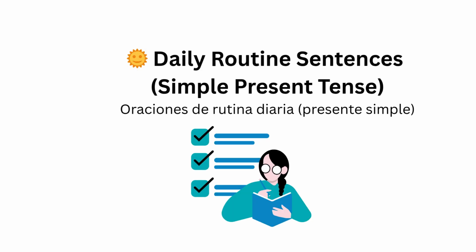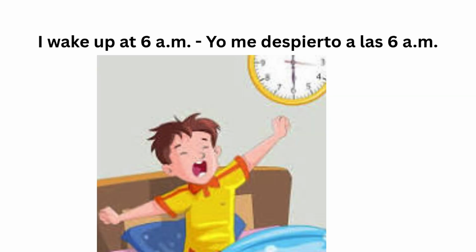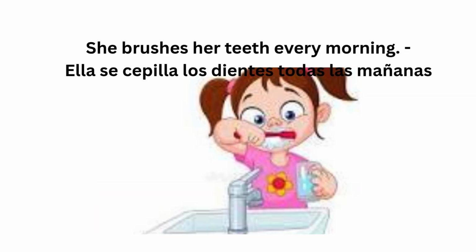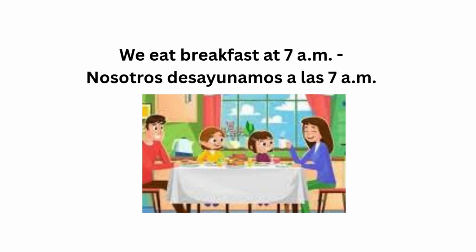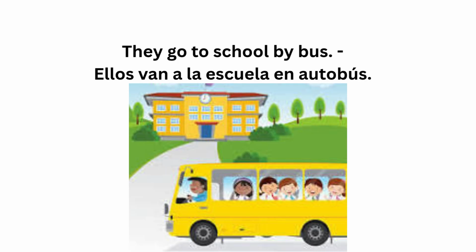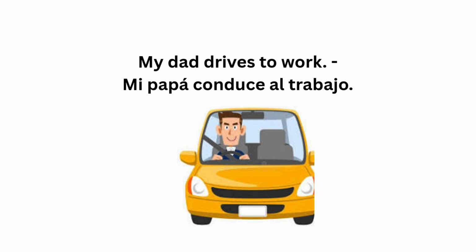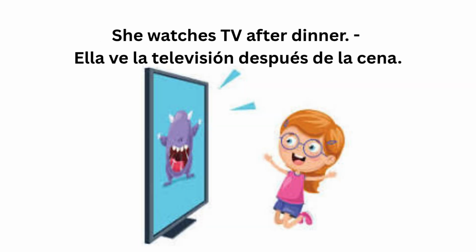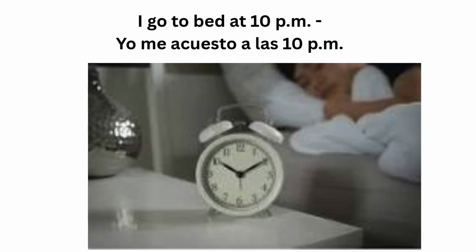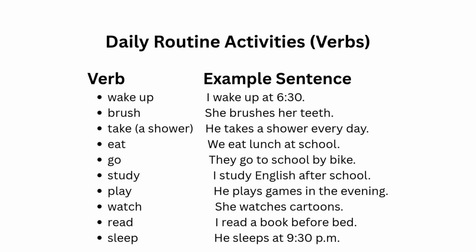Now we will learn about daily routine sentences in the simple present tense. Examples. I wake up at 6 a.m. She brushes her teeth every morning. He takes a shower before breakfast. We eat breakfast at 7 a.m. They go to school by bus. My dad drives to work. I study English in the afternoon. He plays football with his friends. She watches TV after dinner. I go to bed at 10 p.m.